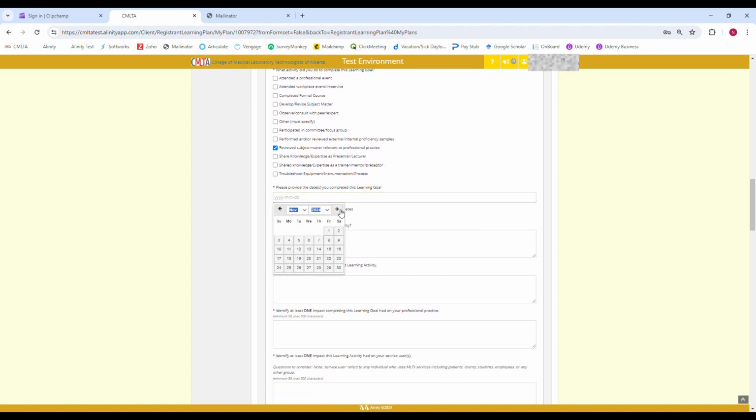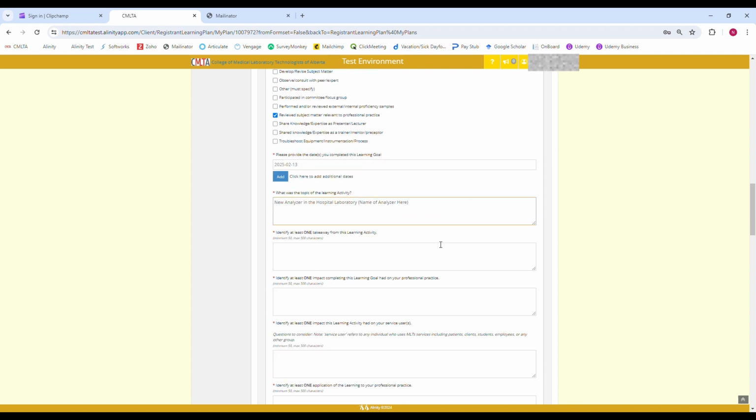The MLT must then select the date in which the activity occurred. With the new program, multiple dates can be selected. How to do this will be shown in the next activity. The MLT must then provide the topic of the learning activity. For this example, the topic was regarding the new analyzer in the hospital laboratory. Here the MLT could name the actual analyzer.